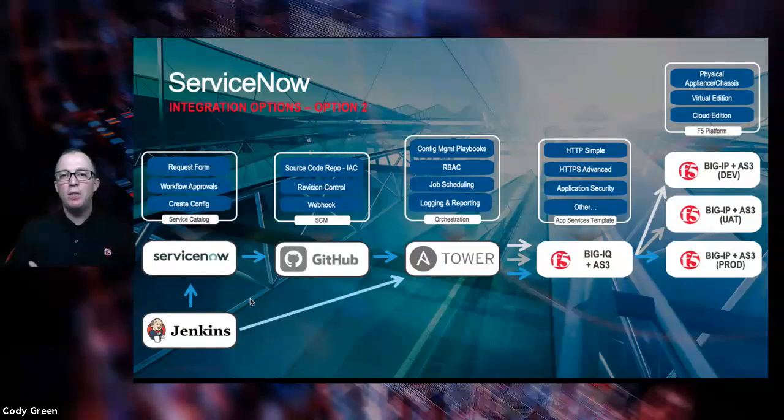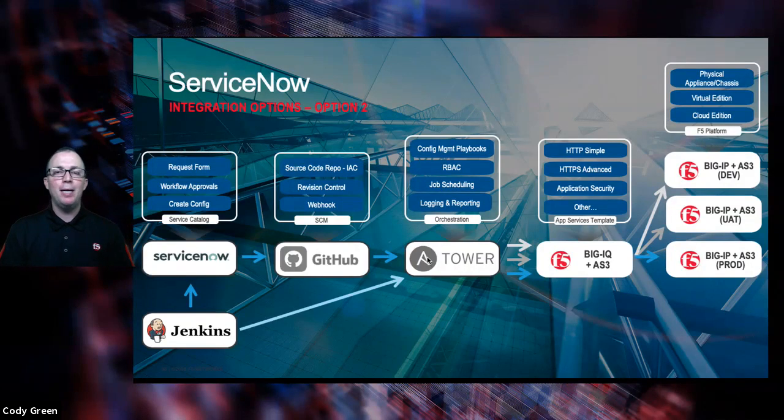Now, I mentioned infrastructure as code. This is where I could have another team down here that's using Jenkins or GitLab, and their check-in of their code causes Jenkins to then fire off API requests to ServiceNow or directly to Ansible Tower. Why is Tower in both of these processes?